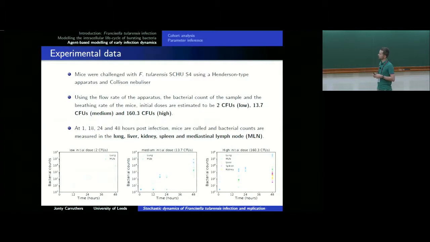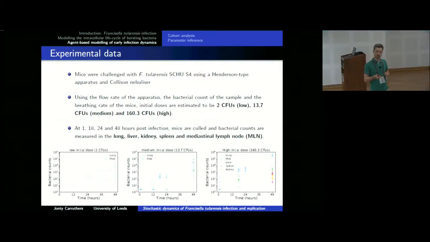So this is all based around some data provided to us by DSTL. This was an in vivo study where they infected mice at a low, medium, and high initial dose. And they measured, at various time points in the first 48 hours, the bacterial loads in a range of organs. So we've got the lung, liver, kidney, spleen, and lymph node.